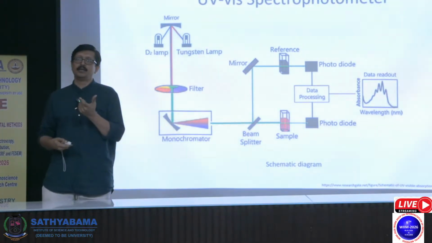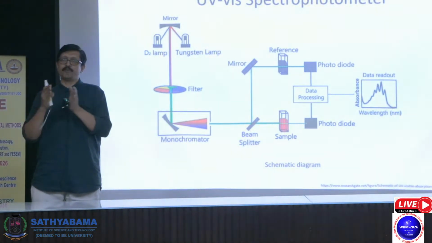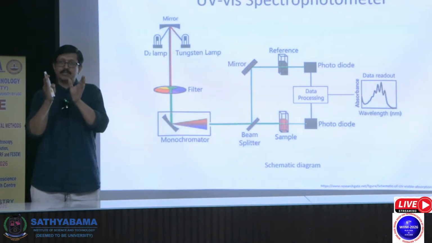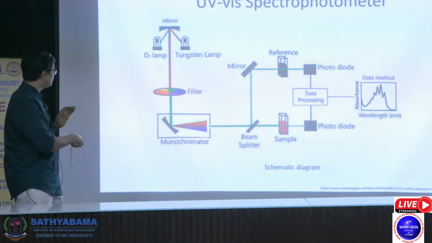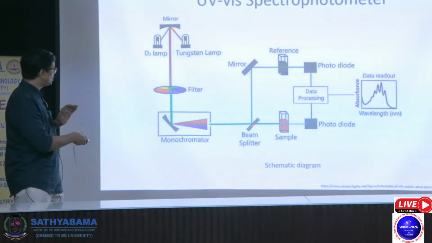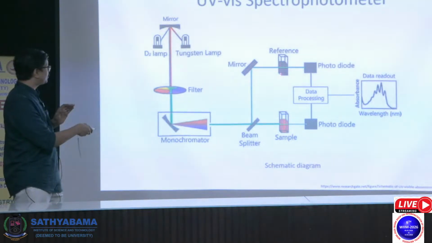Suppose your sample is absorbing green. So you can use 500 nanometer, 500 to 510. So basically you can select a particular wavelength using this monochromator. Then it goes to a beam splitter, where one part of the beam goes through a reference path and another one goes through a sample path.